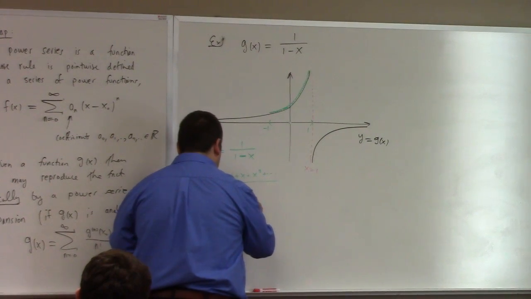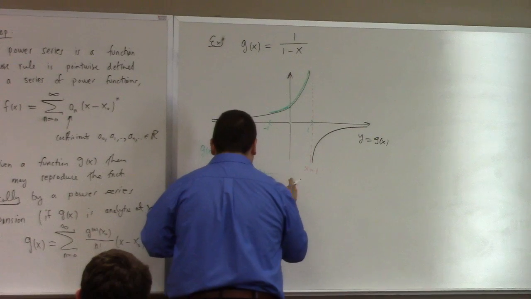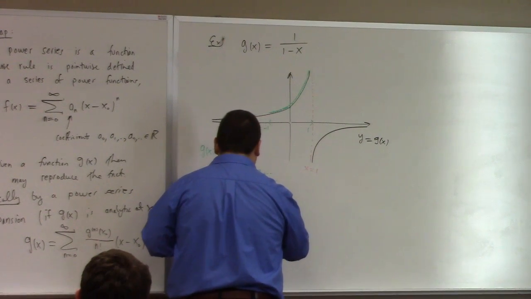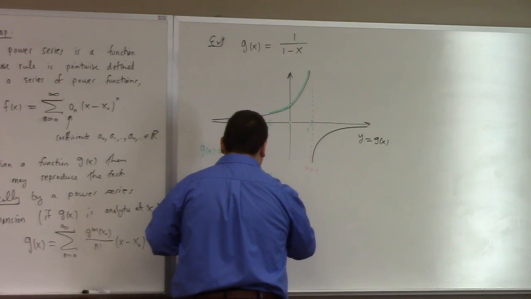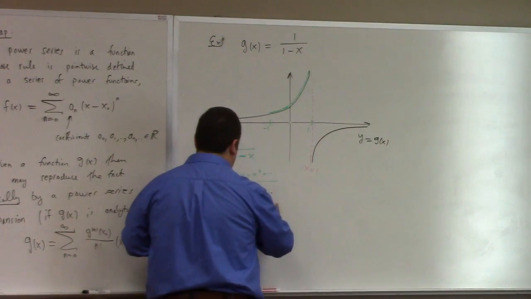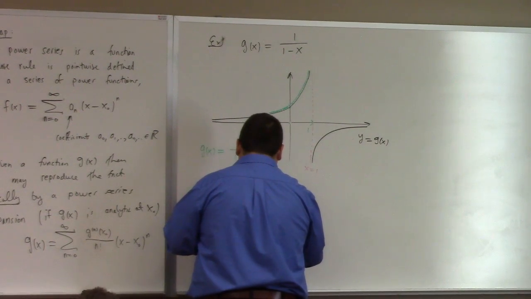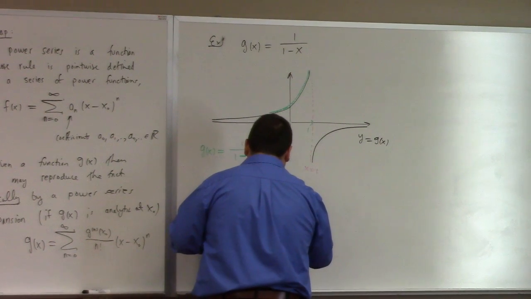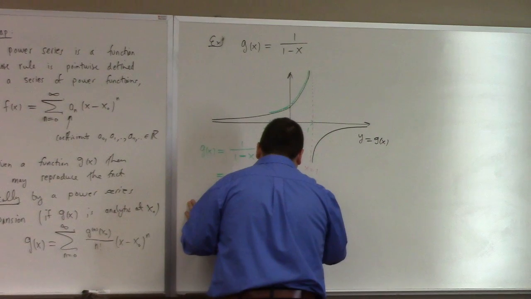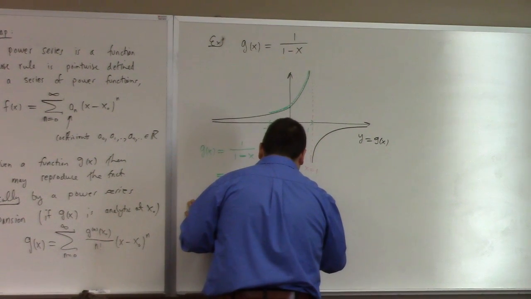So this is a good approximation. Well, it's not an approximation. It's a good representation, I should say, of g of x for the absolute value of x less than 1, aka minus 1 to 1.